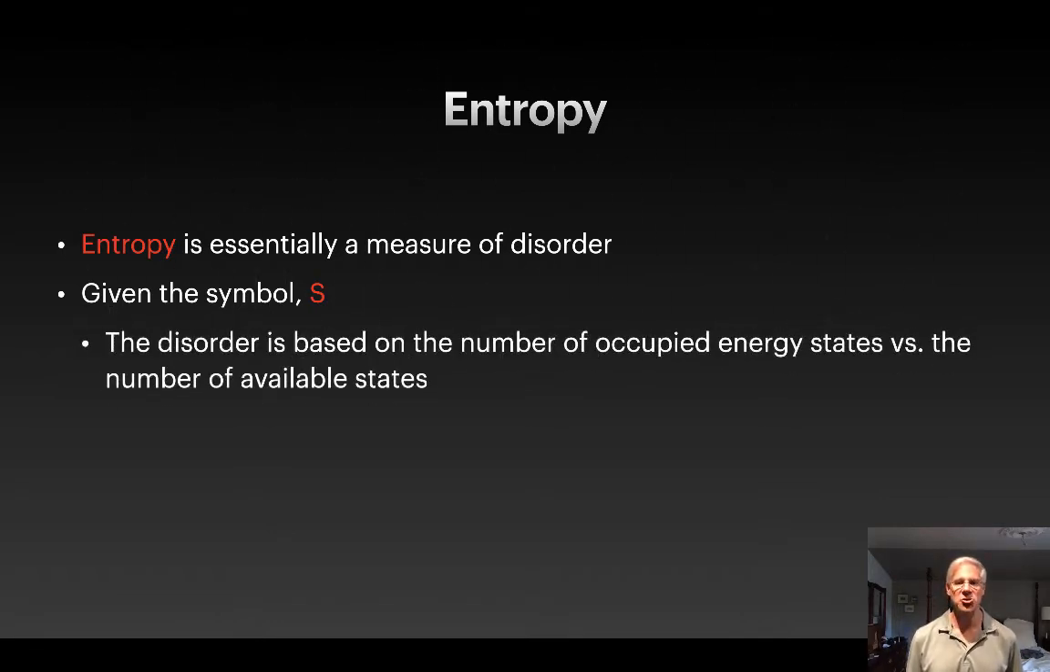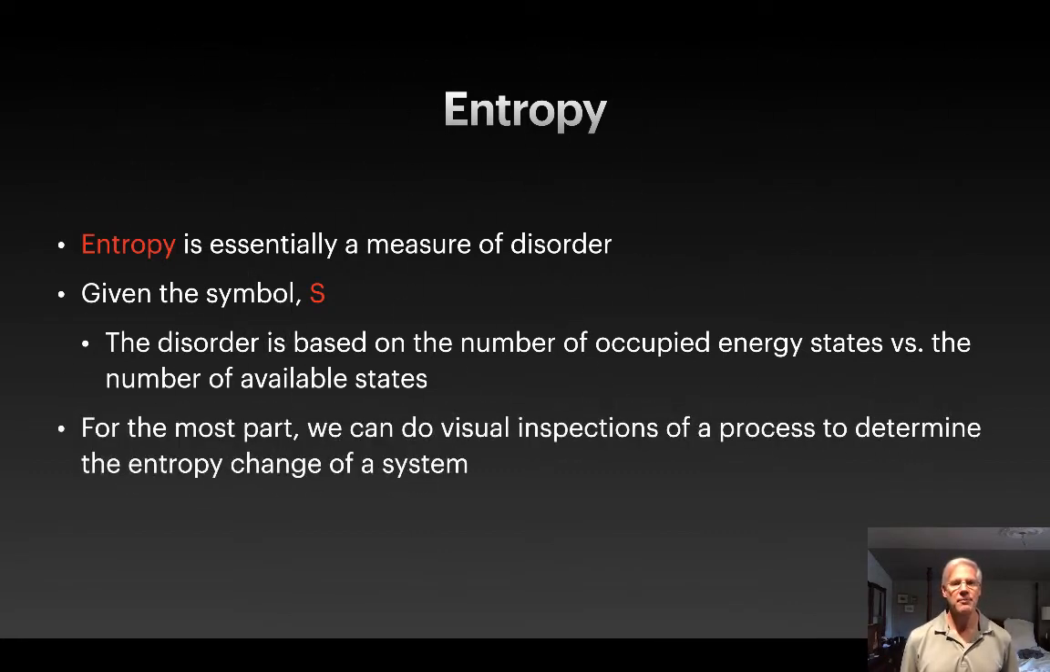Now you can get into the nitty-gritty of entropy. We're going to do that just a little bit, but not really into the math behind entropy. If you go on to take a higher level physical chemistry course, you may explore it there. But this disorder within a chemical system is based on the number of occupied energy states versus the number of available energy states. So how many energy states do I have available versus how many have I occupied? For the most part, for a lot of chemical reactions, we don't need to get down to that energy state level.